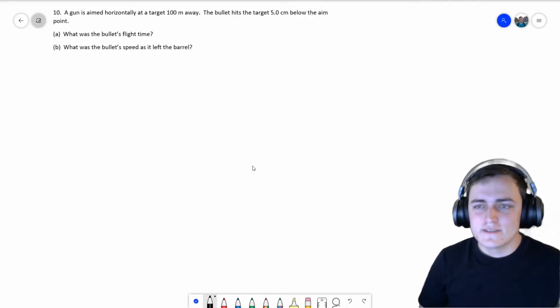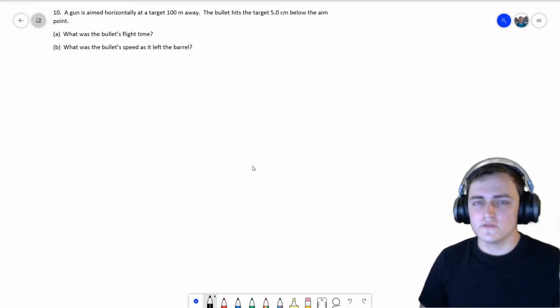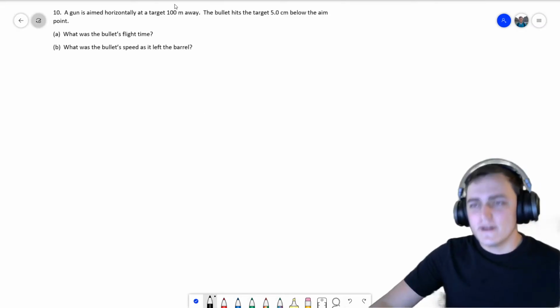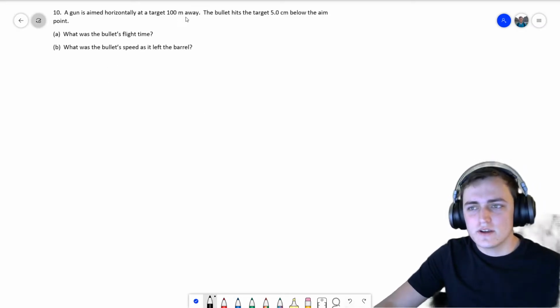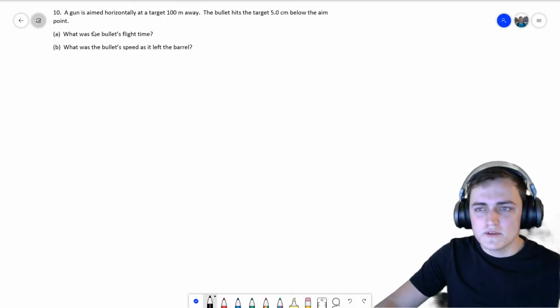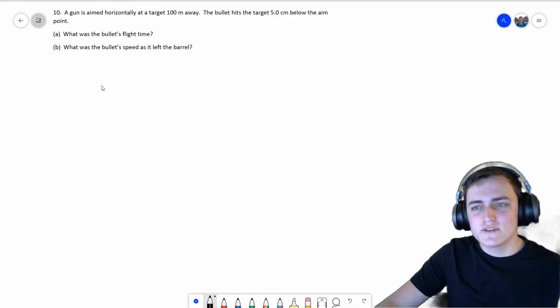This problem is similar to homework 2, problem 10, in which we have a gun pointed horizontally towards a target 100 meters away. You see that the bullet hits the target 5 centimeters below the aim point. What was the bullet's flight time and what was the bullet's speed as it left the barrel? The time of flight and muzzle velocity.